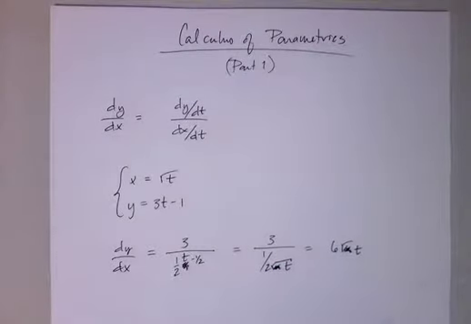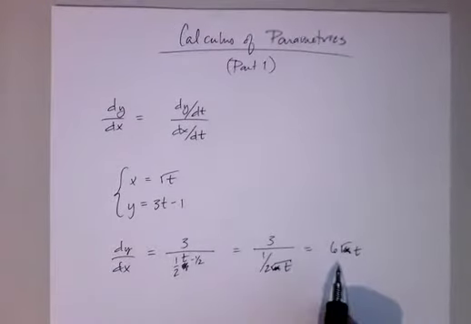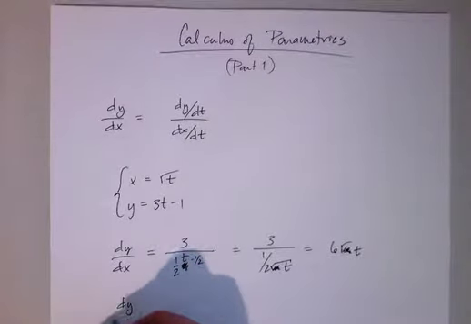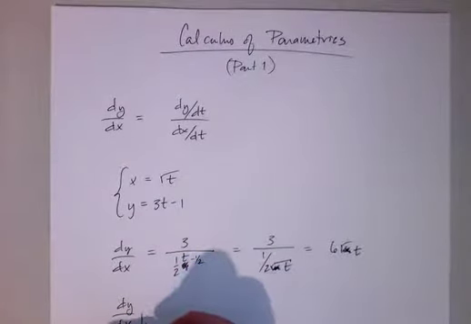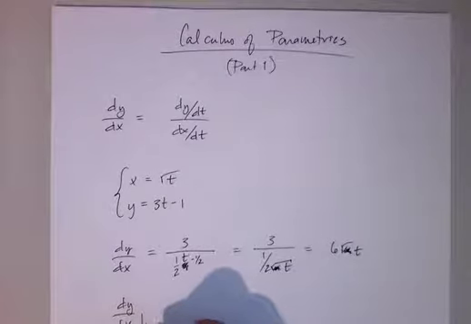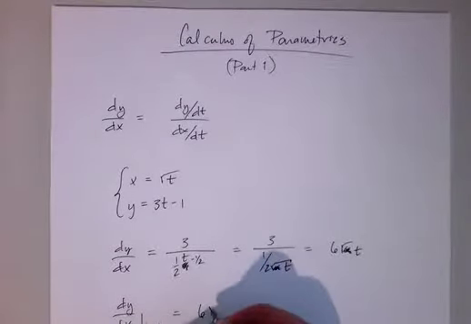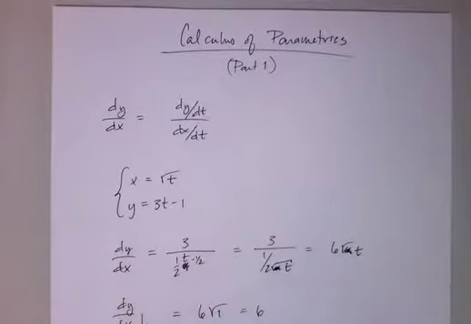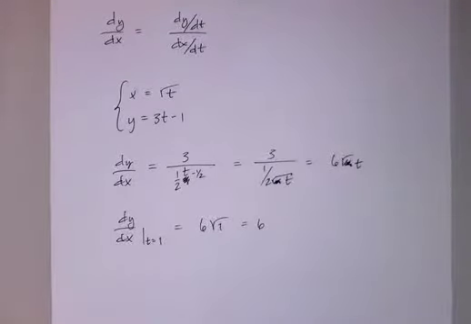Now, I have dy/dx in terms of t. So if I wanted to actually evaluate it at a specific point, like, what is dy/dx when t is equal to, I don't know, let's say 1, then it would just be 6 root 1, or 6, right? So you can actually evaluate the first derivative at a particular value of t. So here's the weird thing, though. It's dy/dx, but it's in terms of t.